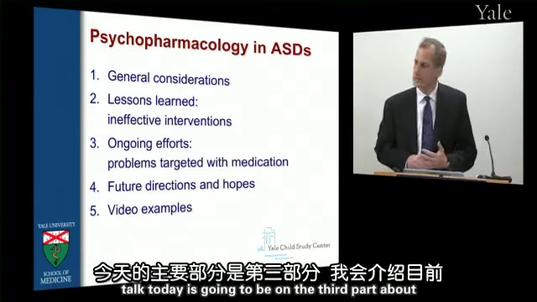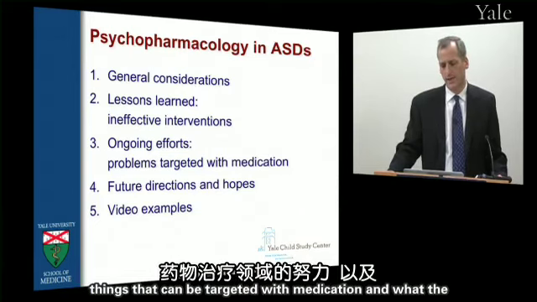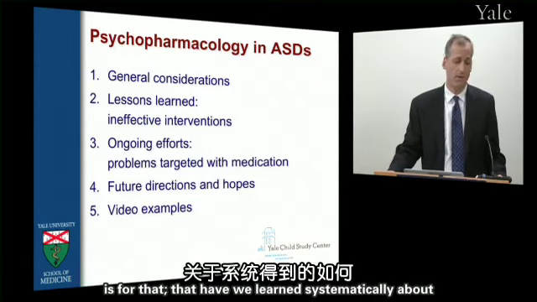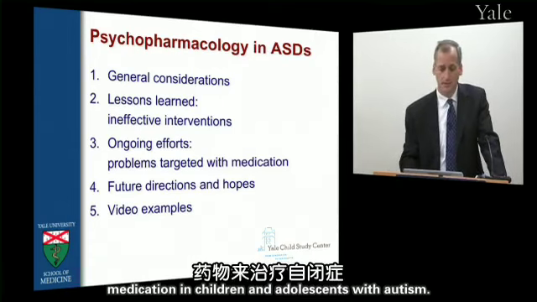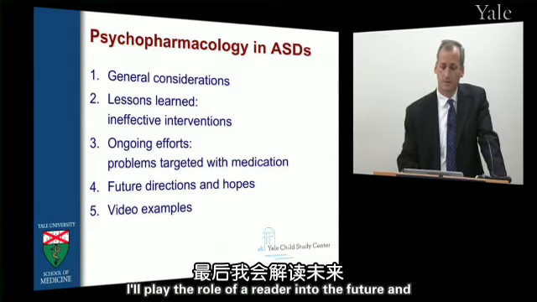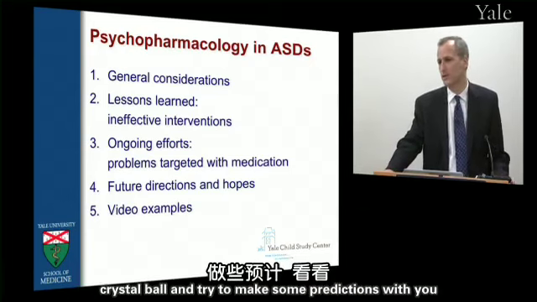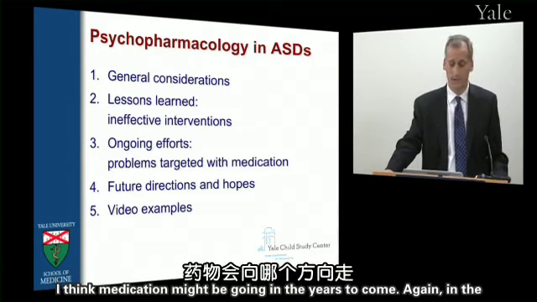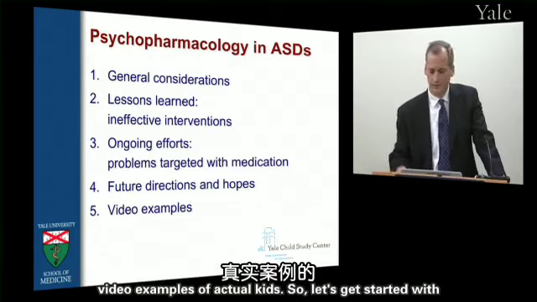The bulk of the talk today is going to be on the third part, about these ongoing efforts, things that can be targeted with medication and what the evidence base is for that. What have we learned systematically about how best to use medication in children and adolescents with autism? And finally, very briefly, I'll play the role of a reader into the future and try to look into my crystal ball and make some predictions with you all about where I think medication might be going in the years to come. Again, in the last couple of minutes after we turn off the video, I have a couple of video examples of actual kids.